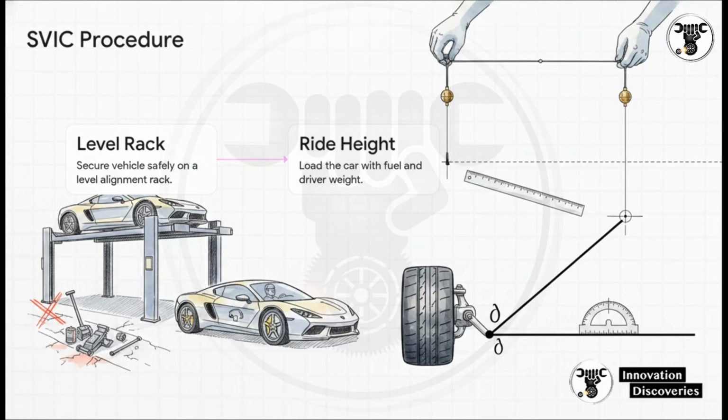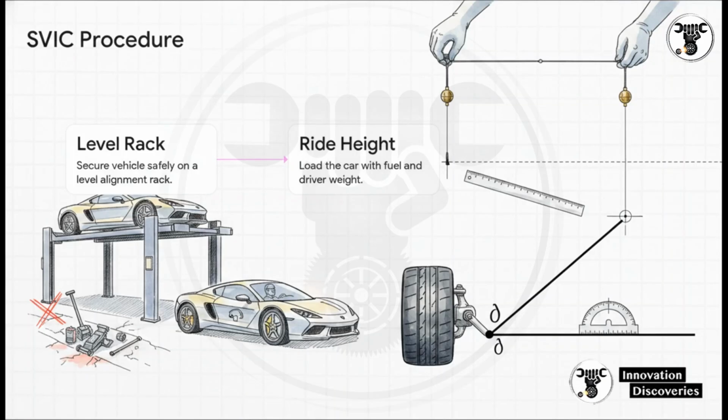Number 1, and listen very closely to me on this one, secure the vehicle safely on a perfectly level alignment rack. Absolutely no crawling under a car on uneven ground with some basic floor jacks for this. Just don't do it. Number 2, load the car at its actual driven ride height. That includes fuel and the driver's weight.